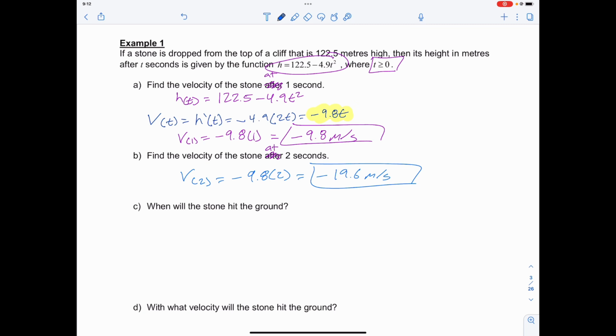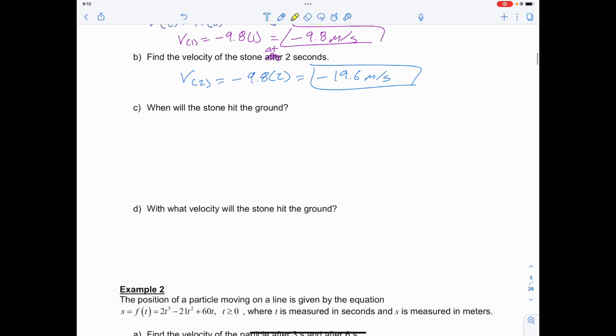Now, sometimes I get asked, why is this always negative? Well, it tells us right up here that the stone is being dropped, which means that the stone obviously is going to keep heading downwards. And if I'm thinking of it in terms of physics, if something's going down, it is always going to be negative.